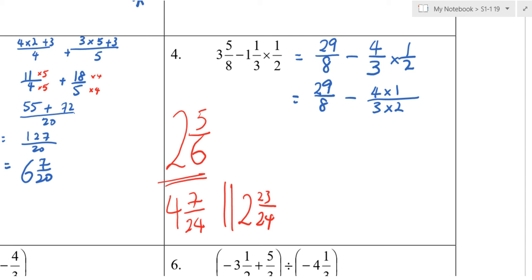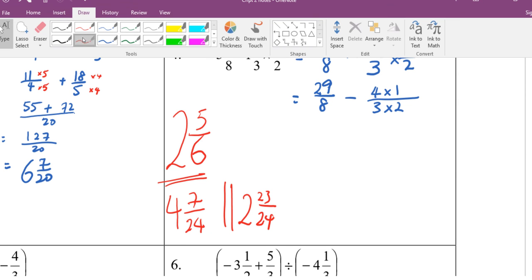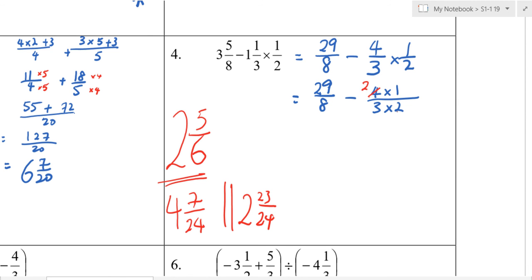So what do I do here? 4 and 2, I can divide by what? 2, right? I divide by 2. So what do I get? This one divide by 2, I'll get 2. This one divide by 2, I get 1. So what's the answer? Minus what? 2 out of 3. Am I correct? How many of you have this so far? Okay, good. Got somewhere in your working got this one? Good. Okay. Next step, what do you do?